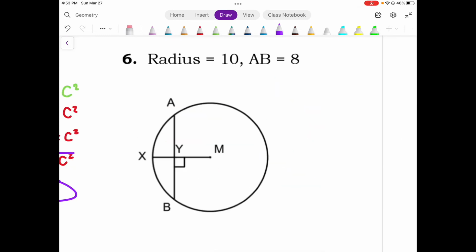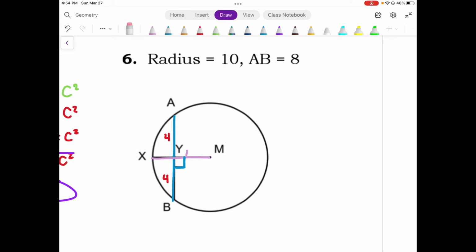Number 6, they tell us that the radius is 10 and that AB is 8. So AB is this full thing right here. I know my radius, which is this part, is 10. And again with the 8, I'm going to break it into halves because this is a perpendicular bisector. It cuts it in half. So this is going to be 4 and 4.